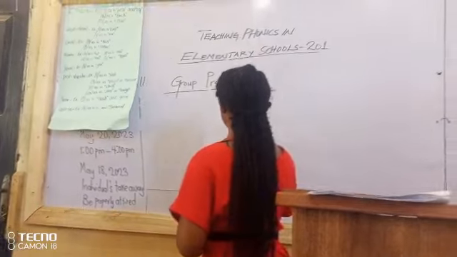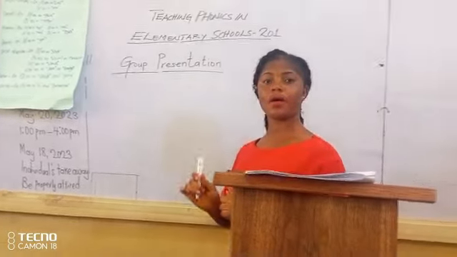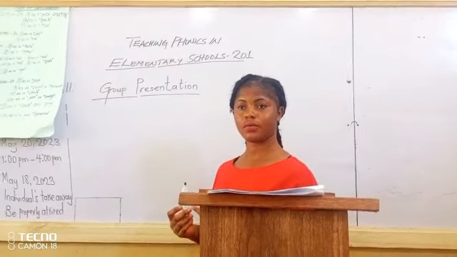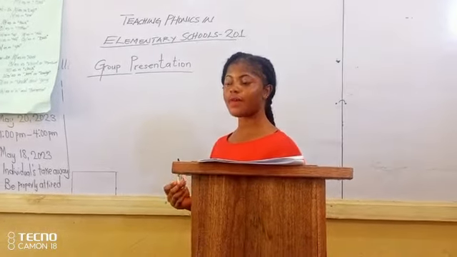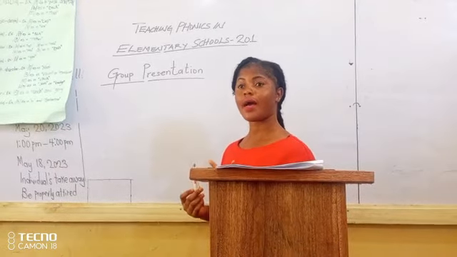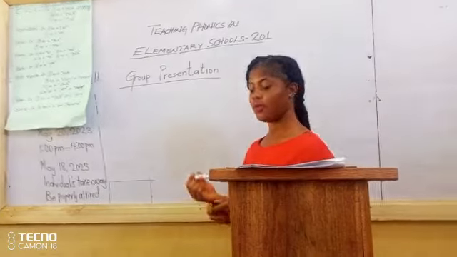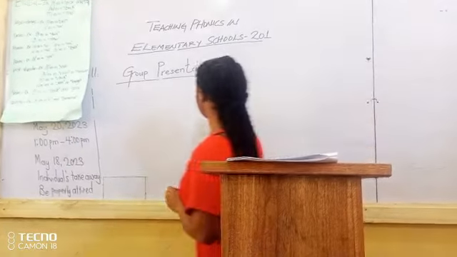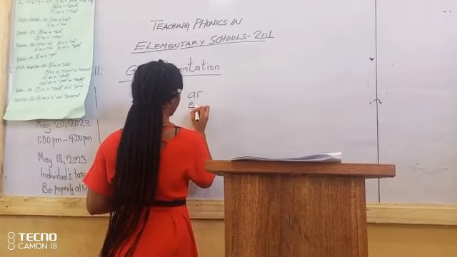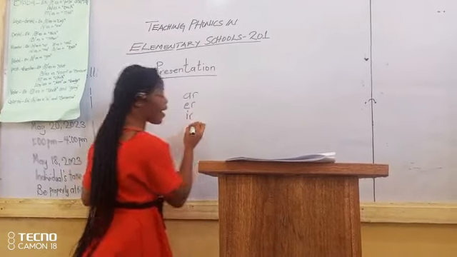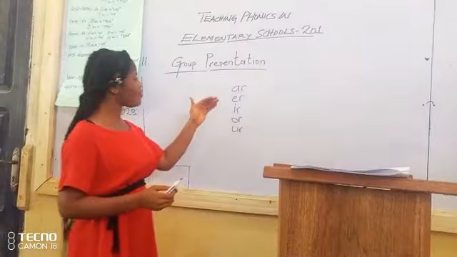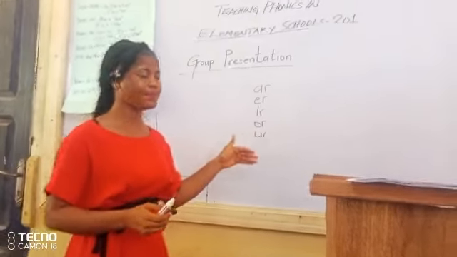Whenever the R comes after the vowel, it changes the sound of the vowel. Because that vowel has its own sound, it is making a short sound. But then when you add the R there, it changes the sound. So we have five R control vowels. We have the AR, the ER, the IR, the OR and the UR. We have the five R control vowels.